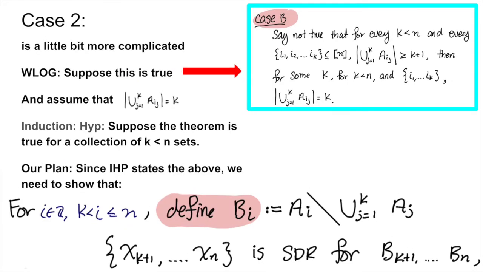Now, case 2 is a little bit more complicated. Without loss of generality, suppose that the premise, case 2, is true, and for any k strictly less than n, the size of the union of the corresponding case sets is greater or equal to k.